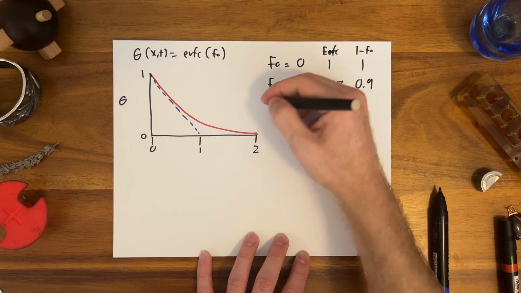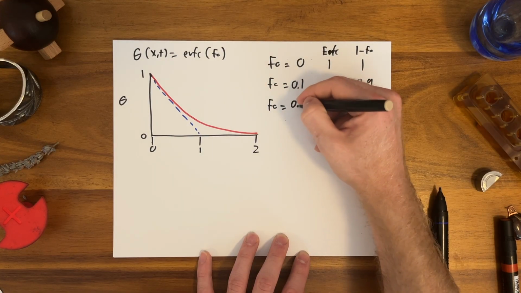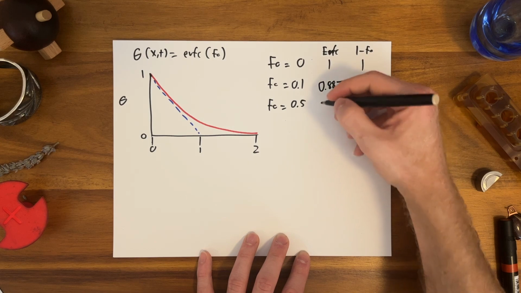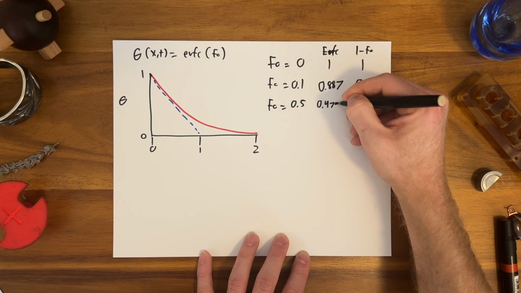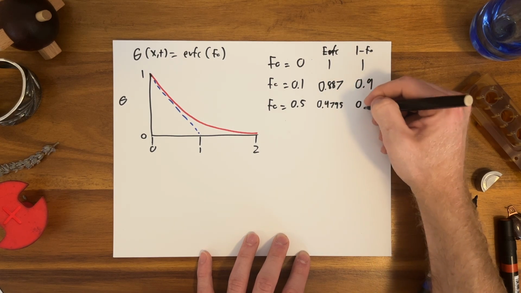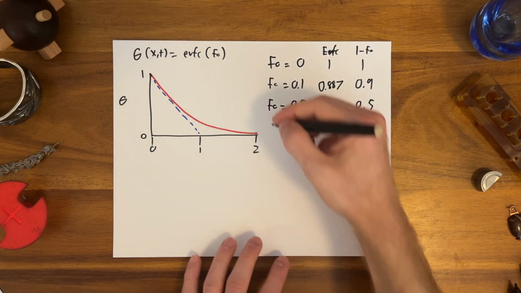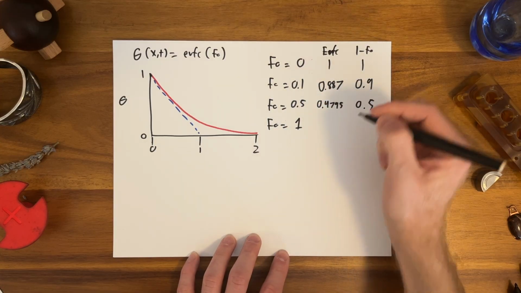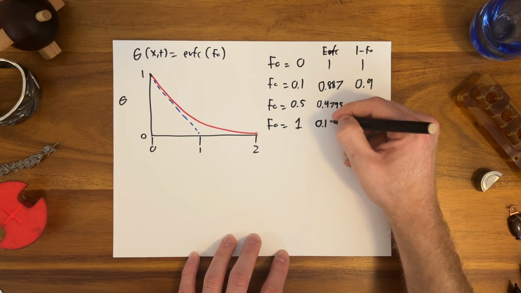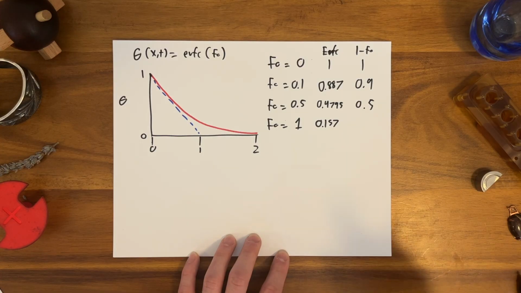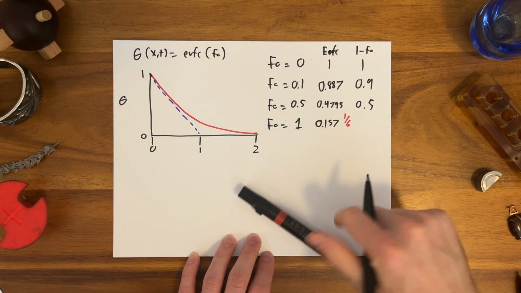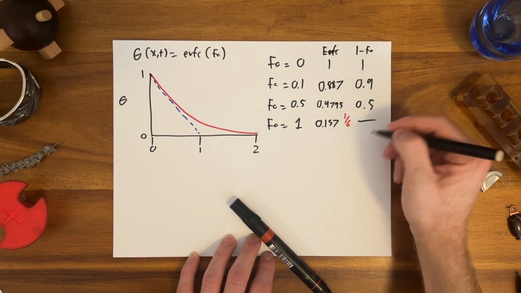Pretty good. If Fourier number equals 0.5, the exact answer is 0.4795. My approximation is 0.5. Still within a few percent. If you go to Fourier number equals 1, the exact answer is 0.157, which is basically like 1 over 6. This is where my equation starts to break down.